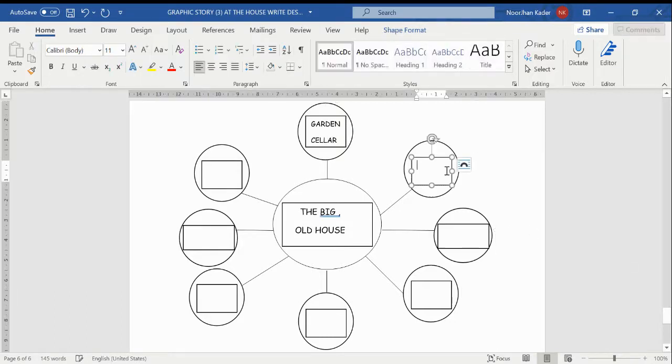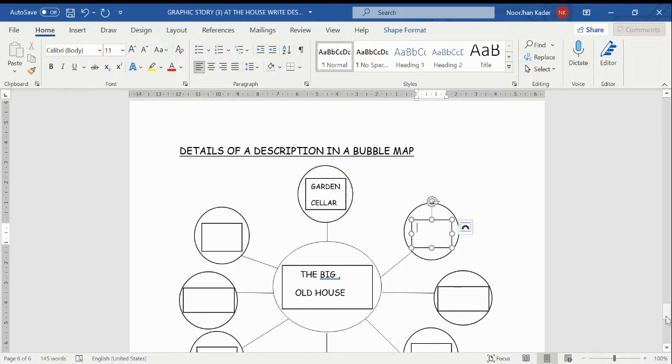This is how you put all the details into a bubble map. Before you start writing a description of the old house, it is advisable to draw a bubble map and put in all the answers or the words that you need to use in your description.